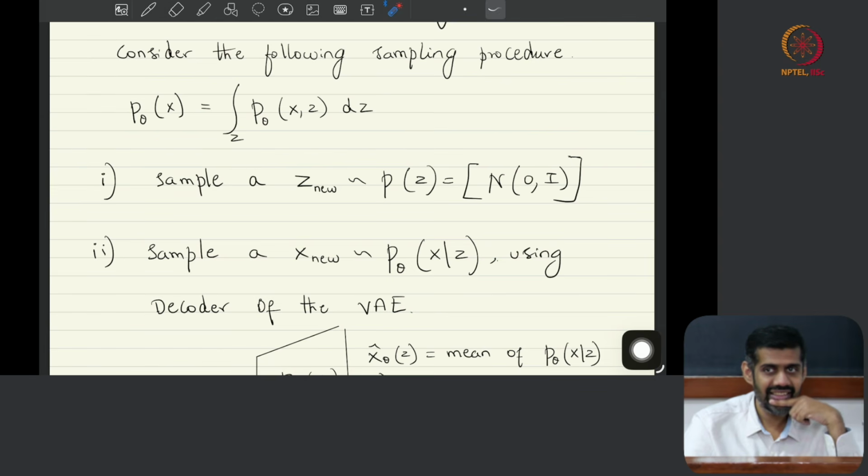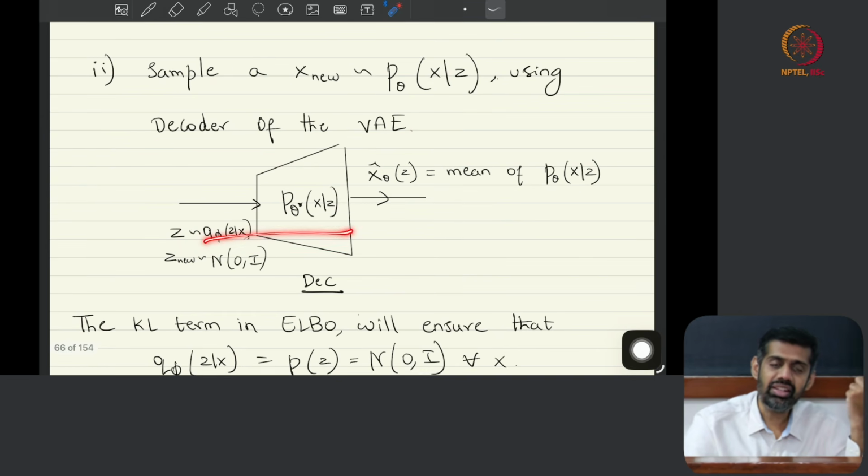Here in this case, we know that it is a Gaussian, and I know how to sample from a Gaussian, but what is the unknown here? The mean. How do we get the mean? Decoder. So, get this z, pass it through the decoder, which will give you the mean of p theta of x given z, and then sample from the Gaussian using that mean.